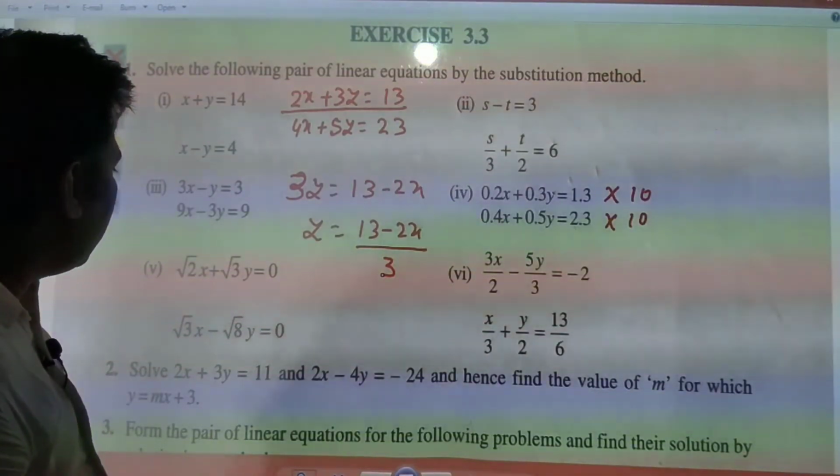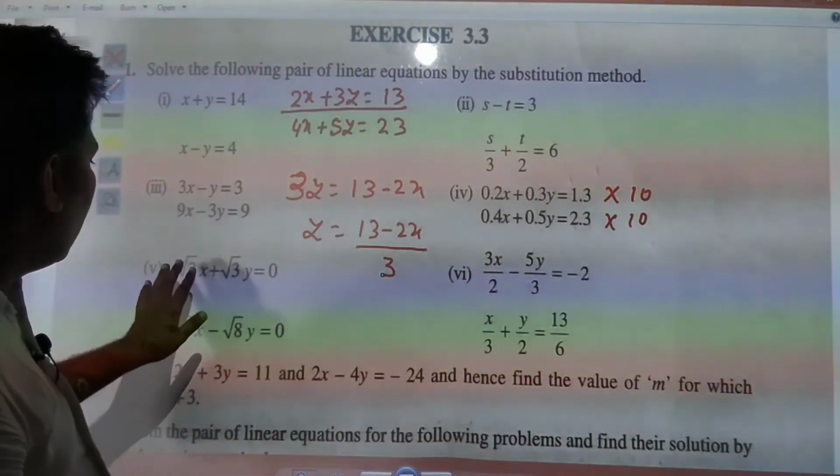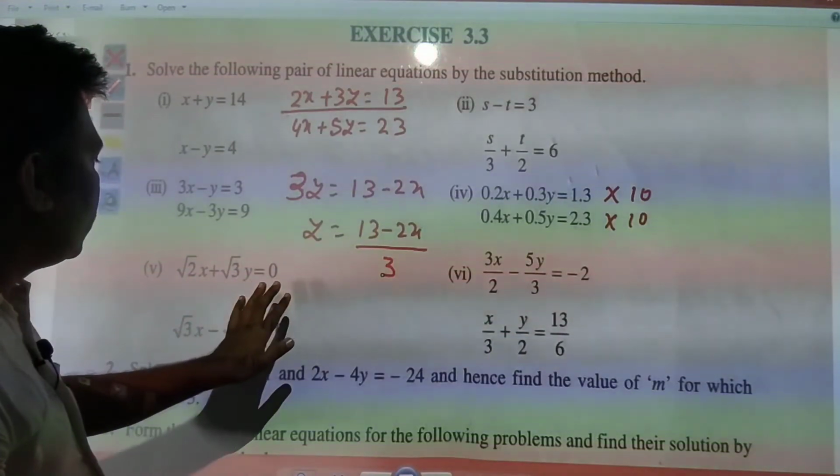Next question we will see, question number 5. Root 2x plus root 3y is equal to 0.